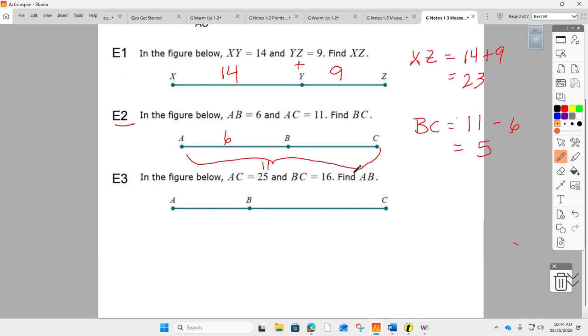All right? Go ahead and label your figure. Always start by labeling our figure. In the figure below, AC is 25. BC is 16. They asked us to find the length between, or the distance between points A and B. Whole minus the part here. They gave us the whole, and they gave us one part. So 25 minus 16. We know the length between points A and B is 9. Questions? Just subtract. We should have a calculator behind you there.